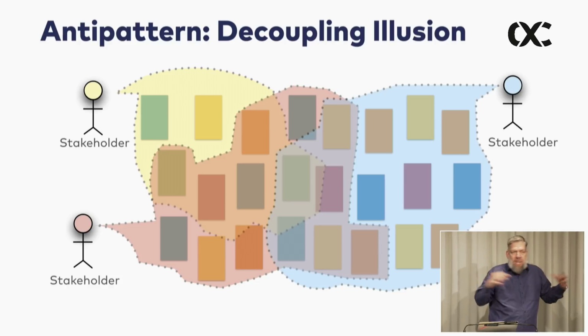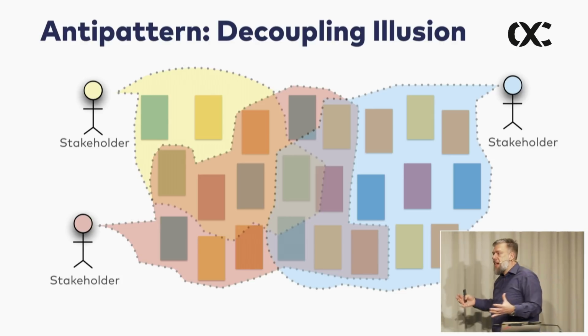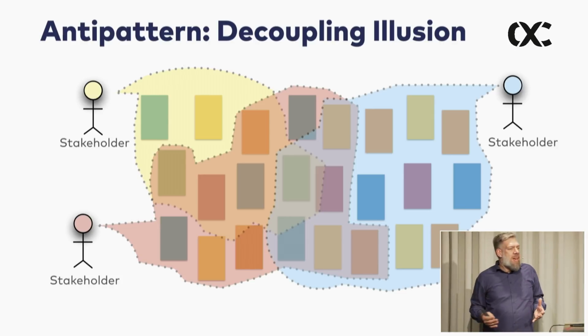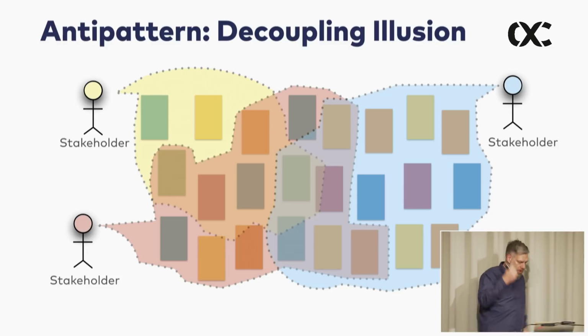You just have one system. They all evolve at the same speed. You all release them at the same time. You have all the same problems. Well, you actually have some extra problems now because it's all distributed, right? So you've made your life worse in this particular model.